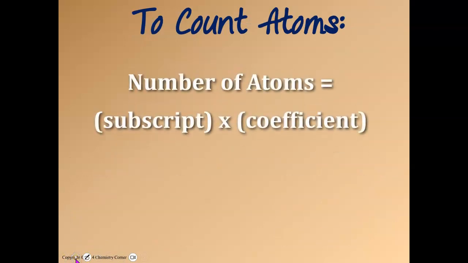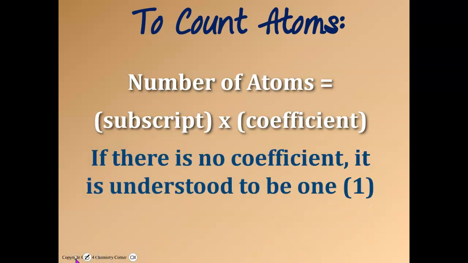So we need to become experts in counting atoms, and we did a little bit of this in the last unit, but we're going to be doing a lot of it now. So how do we count atoms? We're going to take the subscript and multiply it by the coefficient. If there is no coefficient, we understand it to be 1.